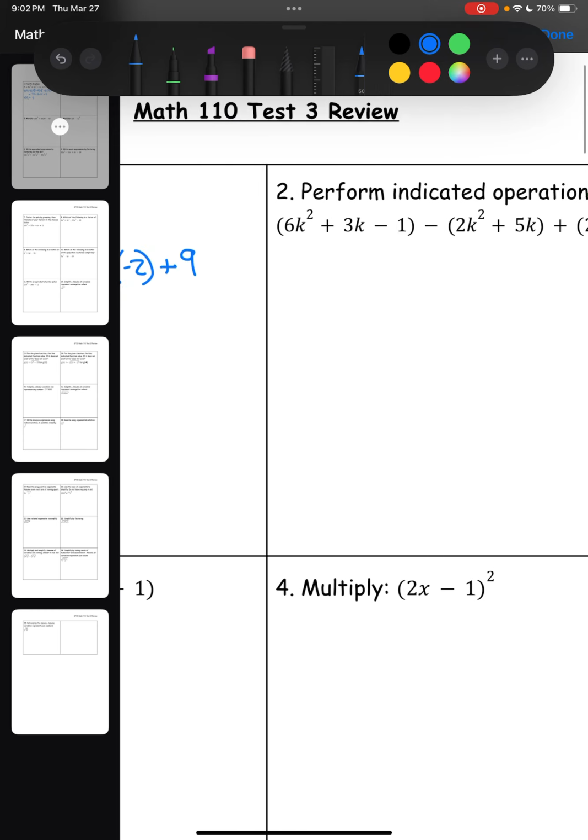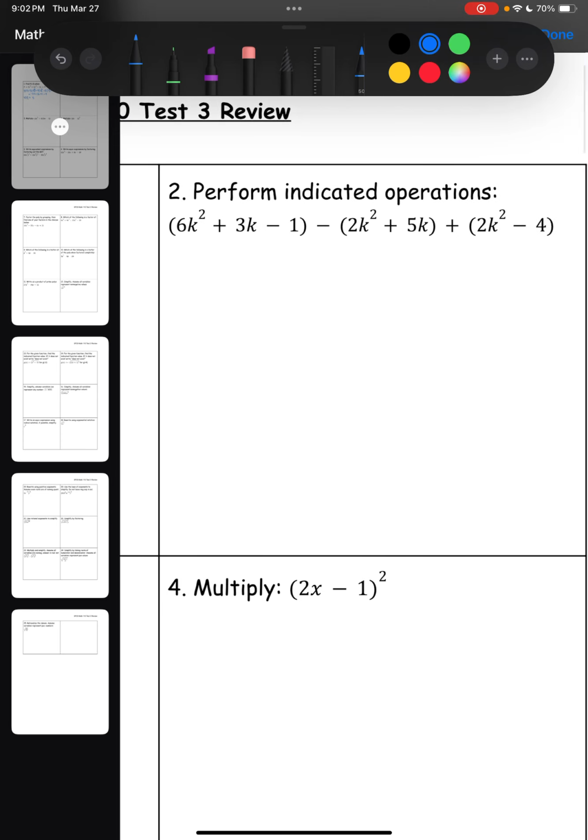Alright, so now for number 2, perform the indicated operation. So basically they want us to simplify this down. How do we want to do that? Well, with the subtraction of the second section, I'm going to add the opposite. So now instead of subtracting this parentheses, we're going to add its opposites. From there, we can match up what we were left with, so I'm going to put these in order.